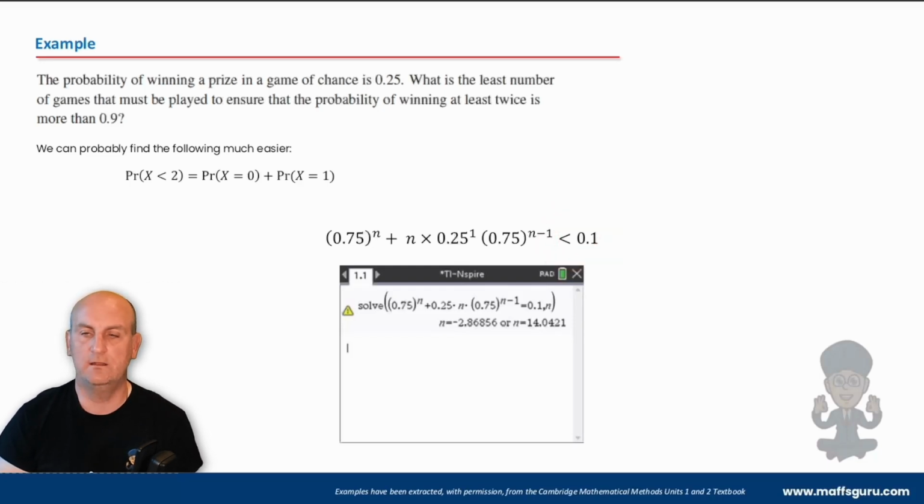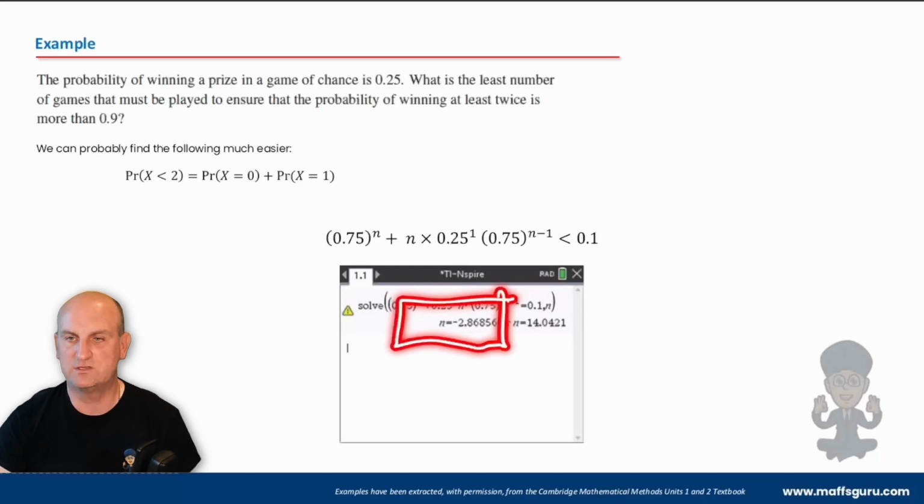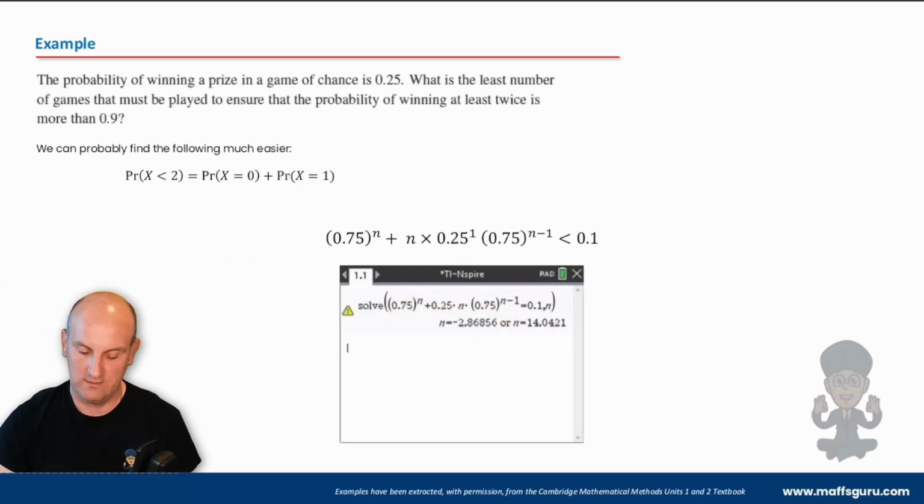Now I'm actually going to stop that for a moment because I didn't put the inequality sign in here. I don't think it worked with the inequality sign. So I think I had to check it for equal to 0.1. And then it gave me that n came out as minus 2.86, which I automatically discount, or n of 14.0421. Now, again, we can't write 14.0421 times.